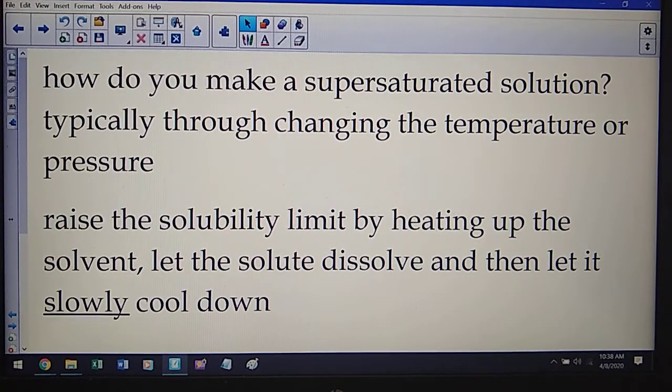How can you make one? Well, again, typically we have to change the solubility, so that means changing either the temperature or the pressure. So for instance, you want to make rock candy. At near the boiling point of water, 2 cups of sugar can almost dissolve into 1 cup of water. So you heat up the solution very high, let the solvent dissolve all the solute, and then you slowly let it cool down. It doesn't work for every compound, it doesn't work for every substance, but there are certain substances out there, like I said, sodium acetate, where you can do this, and you might end up with a supersaturated solution.